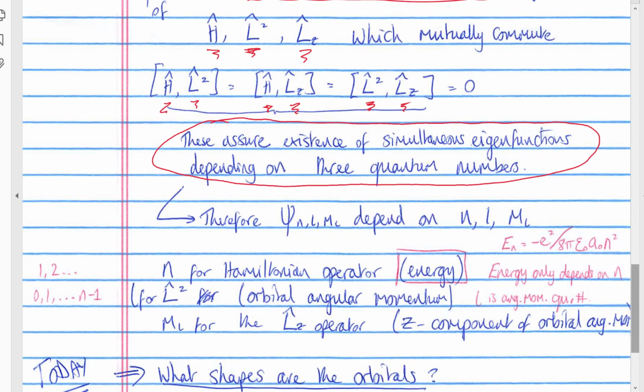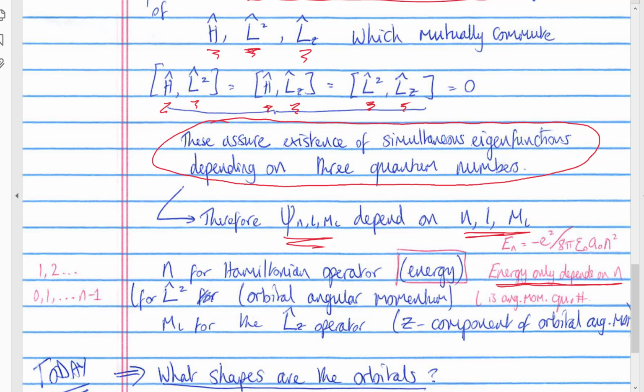As a result, the wave function that comes out as a solution to the Schrodinger equation depends on these three quantum numbers. These come out of the mathematics: n, l, and m sub l. The energy only depends on n. So n is the quantum number associated with the Hamiltonian operator. It's the energy quantum number.